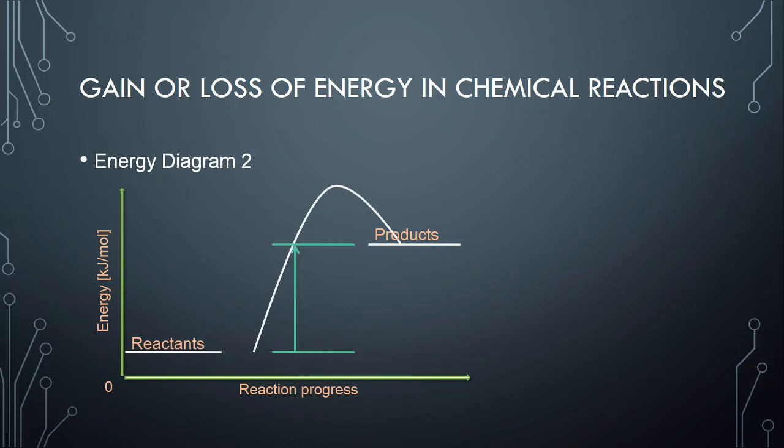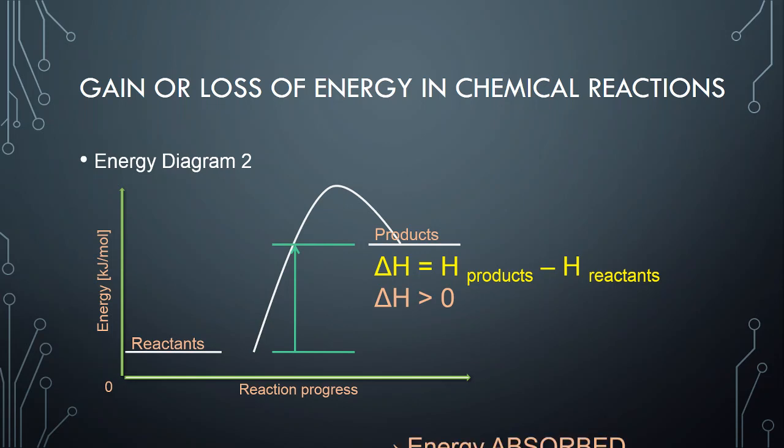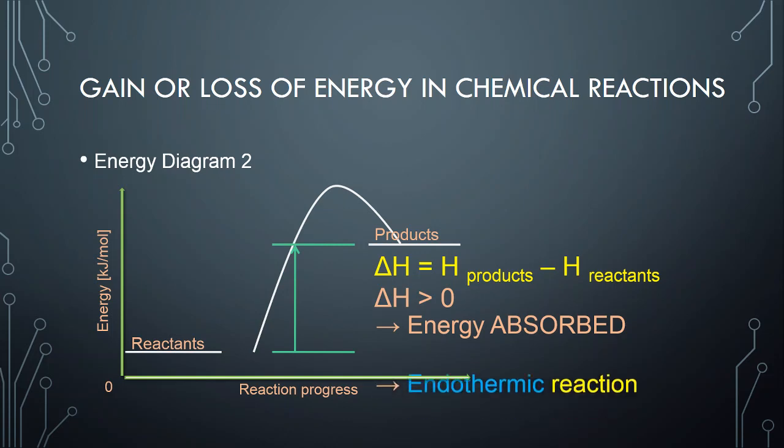So that's the difference. Now, the direction of the arrow also shows that the change of enthalpy was positive. If you take reactants from products, you will have a positive difference. Delta H is greater than 0, meaning energy was absorbed from the surroundings, which means it's an energy profile diagram of an endothermic reaction.